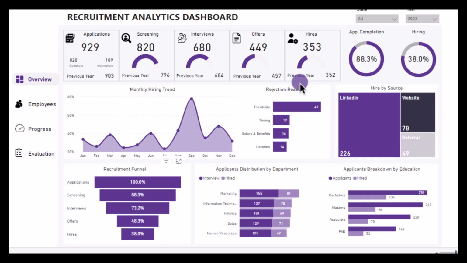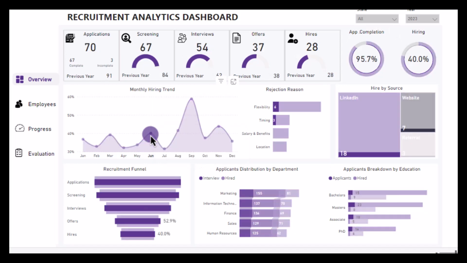After that we have another visual which is application completion rate. It indicates the percentage of applications that were completed, which is 88.3. After that we have another visual which is hiring rate. It shows us the percentage of hires made from the total number of applications, which is 38%. Moving forward, we have a monthly hiring trend chart, which is basically a line chart that tracks the percentage of hiring each month, showing a peak around July and August.